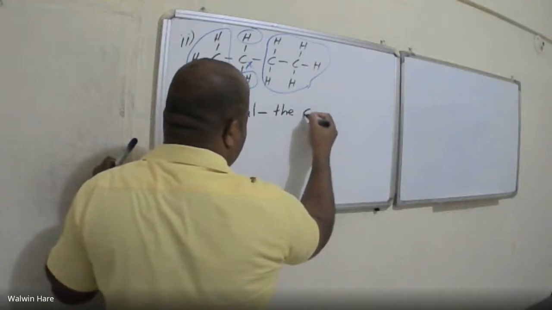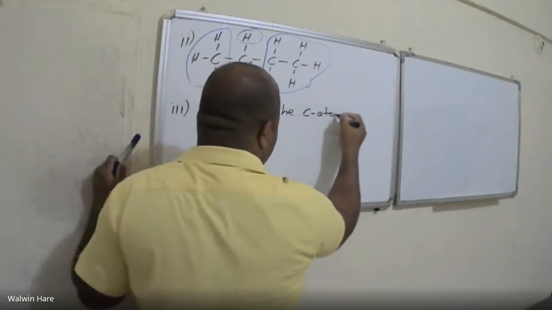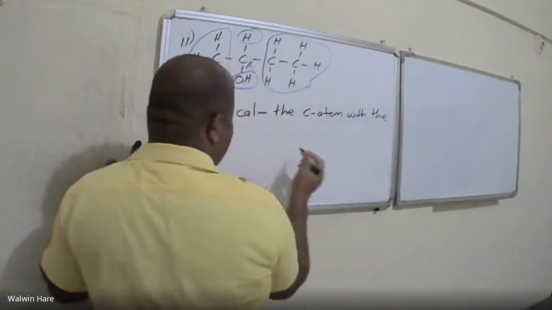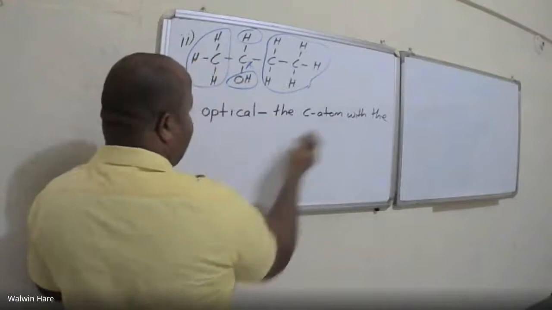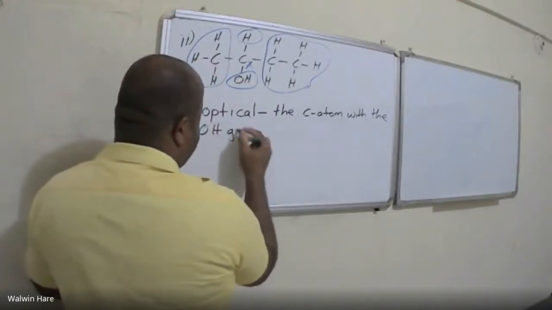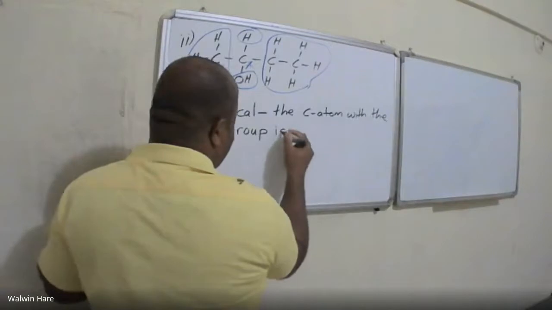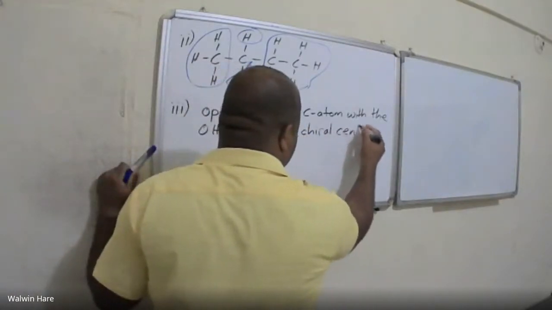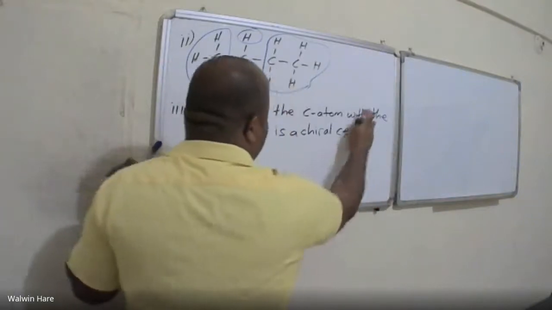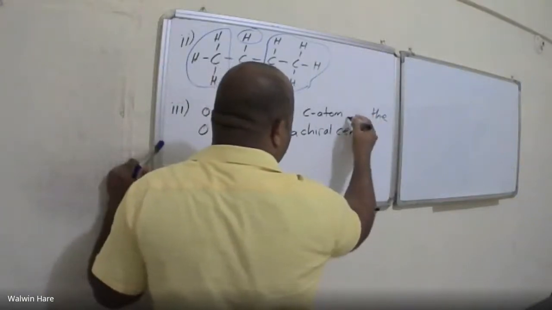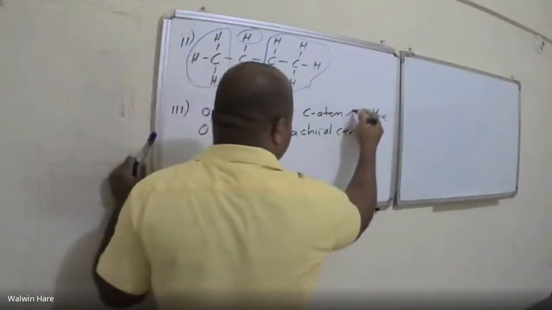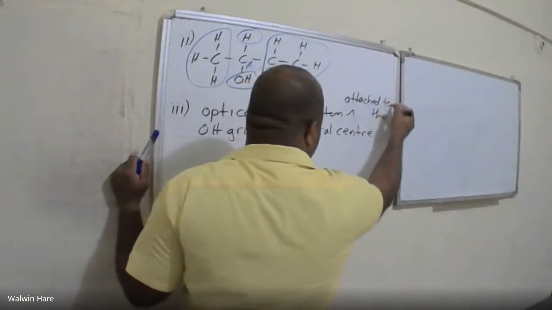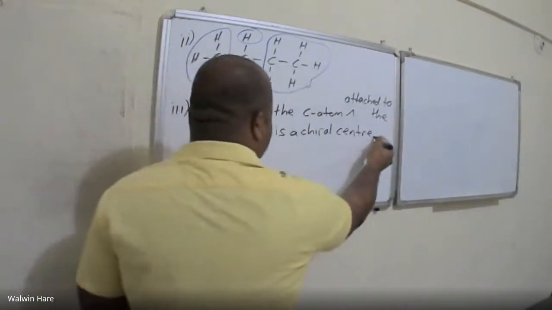The carbon atom with the OH group, the carbon atom with the OH group is a chiral center. Let's put attached to instead of with: the carbon atom attached to the OH group is a chiral center.